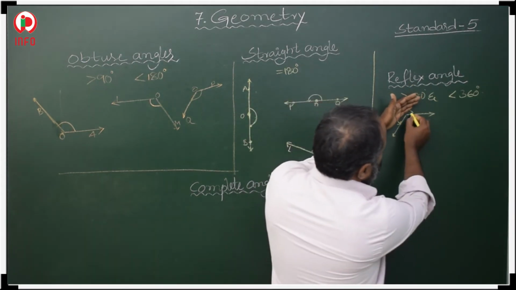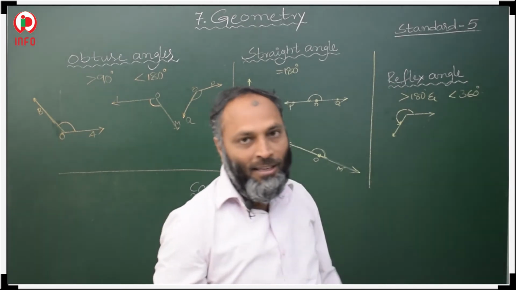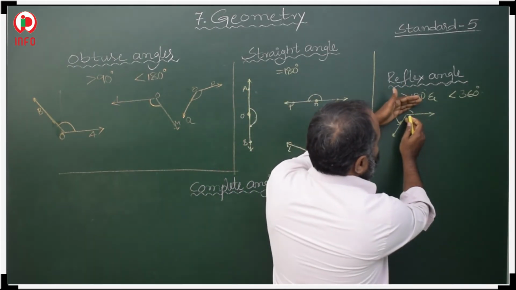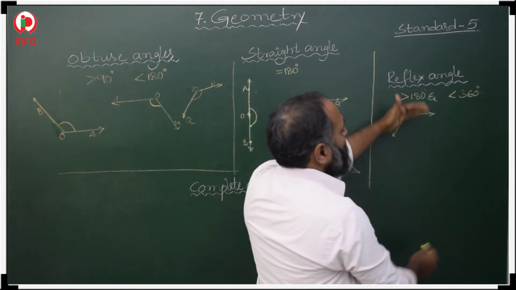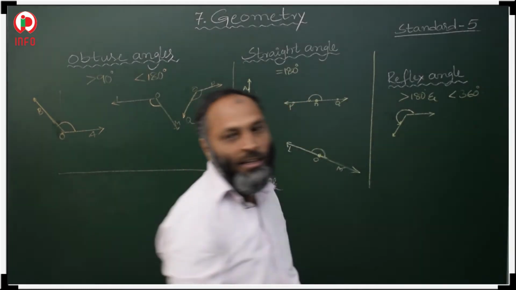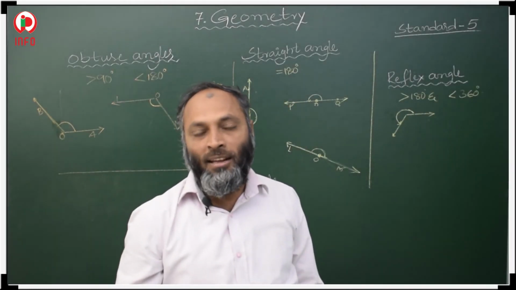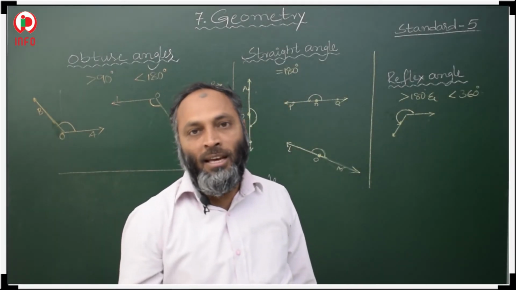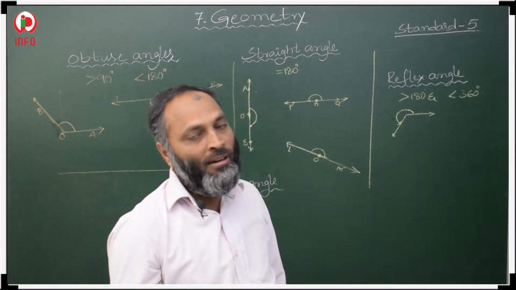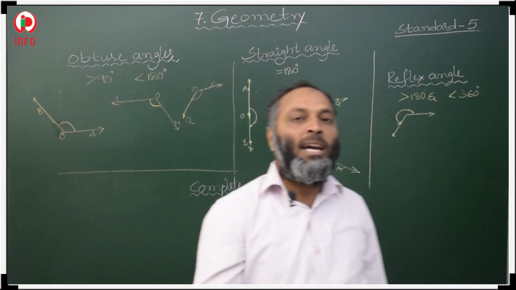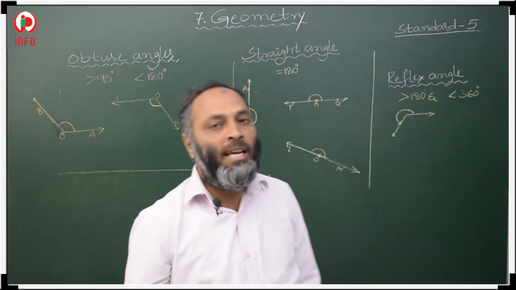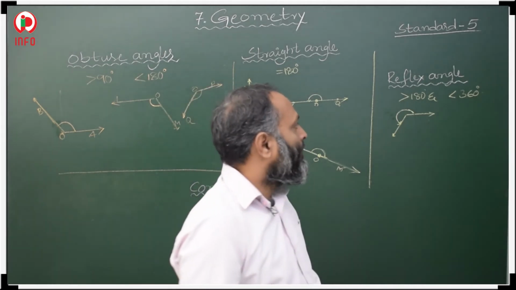If you show the angle inside, then that is an obtuse angle. So don't show the angle inside. We have to show the angle outside. Okay, this is a reflex angle. Reflex angle means the angle between the two rays is greater than 180 and less than 360. It means the angle is between 180 and 360. That angle is a reflex angle.